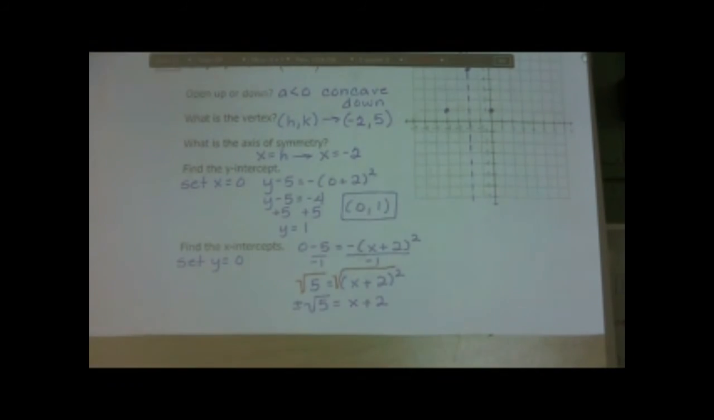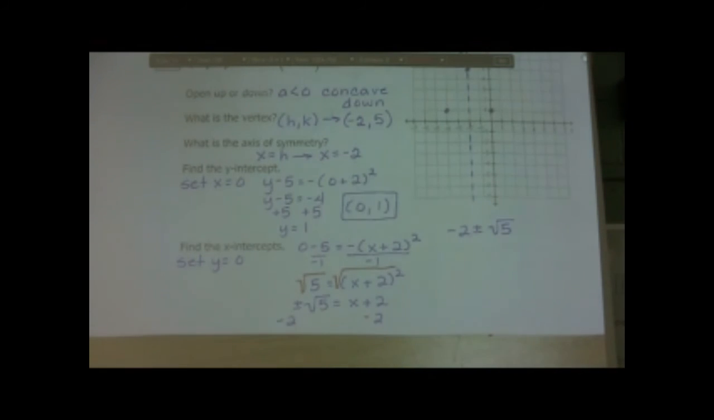And remember, it gives you two answers: plus or minus the square root of 5 equals x plus 2. Now just subtract 2 on both sides. And here's what I've got: -2 plus or minus the square root of 5.